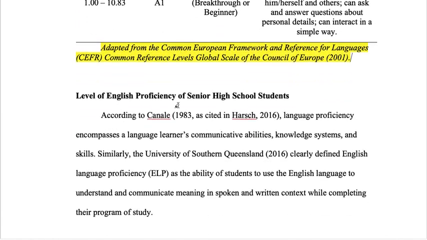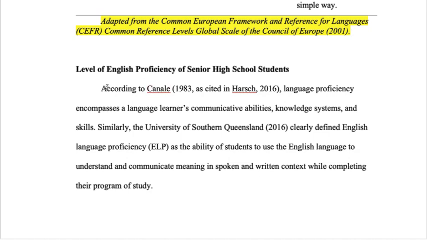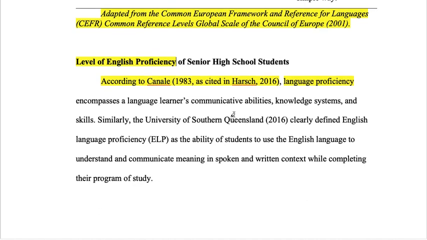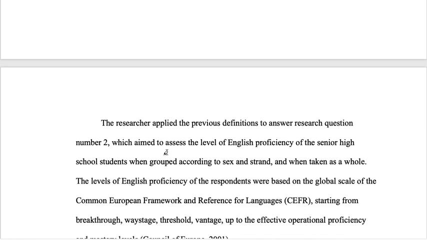Next is the level of English proficiency. So this time, class, the researcher started with a statement about language proficiency, citing Canale. Okay, so language proficiency. Because he is trying here to discuss the level of English proficiency of senior high school students, answering research question number 2. Okay? Follow. This is already literature. Okay? So this is already how to write your results and discussion, and how to write data commentary. Next. Okay.